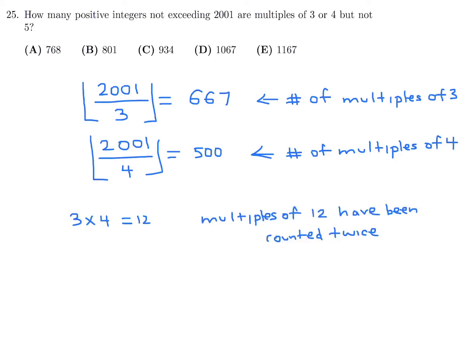So how many multiples of 12 are there, first of all? Well, same kind of scenario, 2001 divided by 12, and you take the integer value that's closest to that, and that is 166.